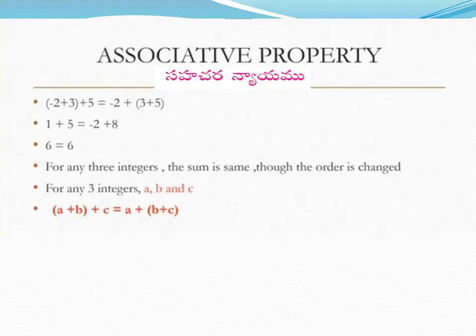So we conclude that for any three integers a, b and c, (a + b) + c = a + (b + c). This is called the associative property under addition.